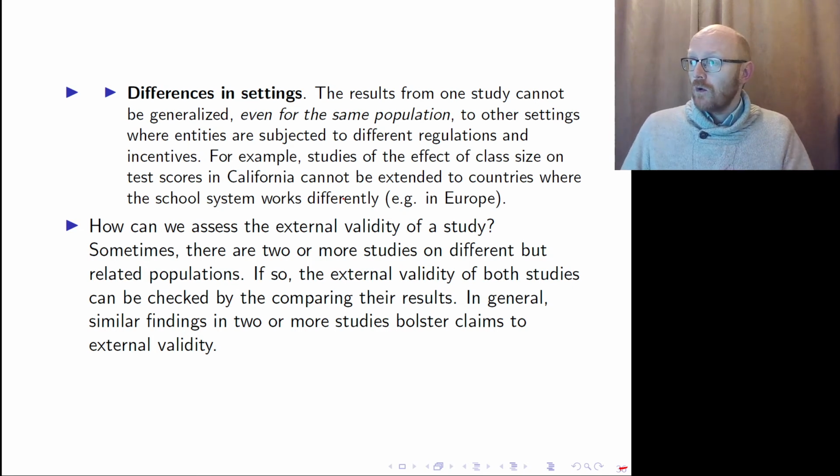Or for example, studies on the effect of class size on test scores in California might not be extended to countries where the school system works differently, for example, in Europe. So, how can we assess the external validity of a study?